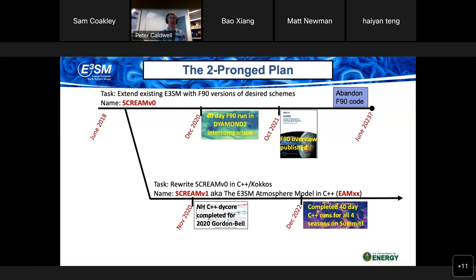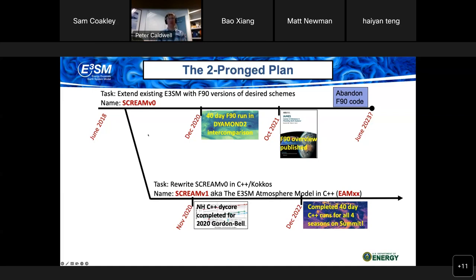Okay, so with that, let me tell you a little bit about what I call the two-pronged plan of how we've built this model. What we did is we started out by just taking the existing E3SM conventional GCM, and we extended it to run at very fine resolution. So we had to fix a bunch of problems with memory bottlenecks and things like that. And we just switched out the schemes to Fortran versions of the schemes that we thought we needed in order to run effectively at 3 kilometers. So more high resolution kind of implementations.